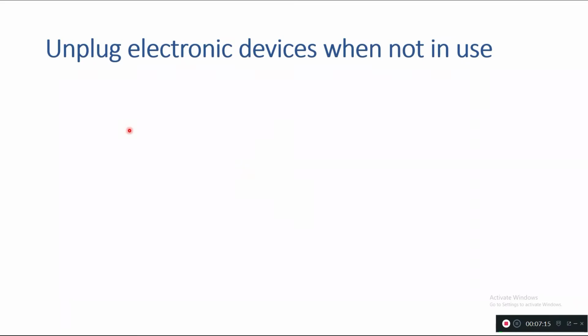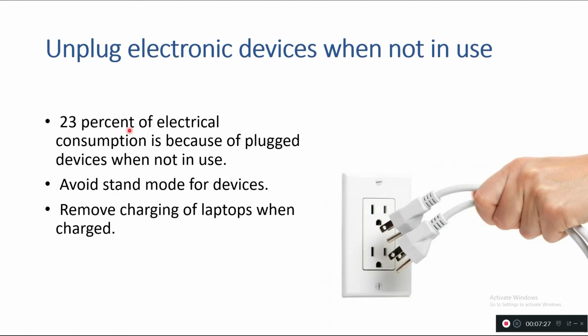Next problem is that we do not unplug the electronic devices when they are not in use. 23% of the electric consumption is because of such devices. To save electricity in this particular scenario, first you need to remove or unplug the device when it's not in use. Second, you need to avoid the standby mode of the devices.